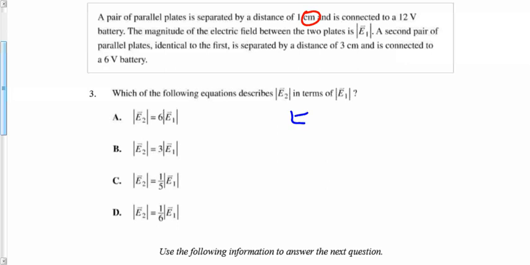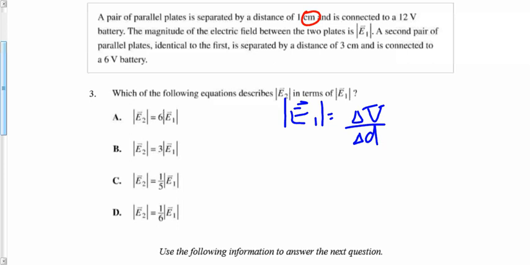I said E1 is KQ over R squared. Sorry, I said it's delta V over delta D. I used the wrong equation there, right? Parallel plates, I should use my uniform equation, not my non-uniform equation.